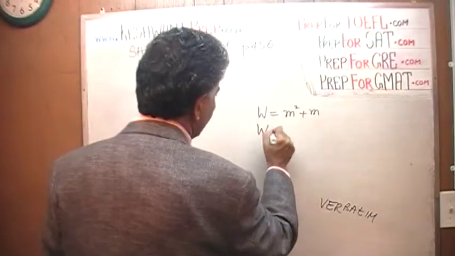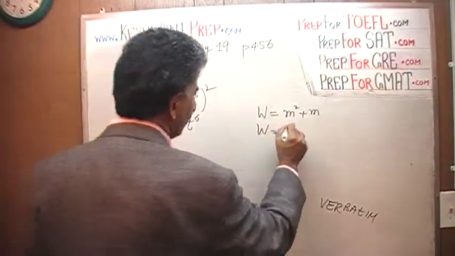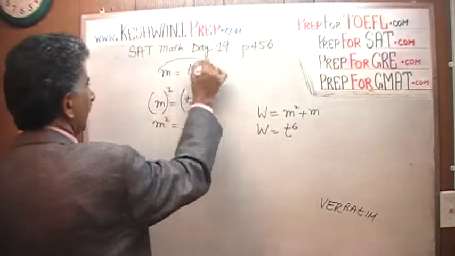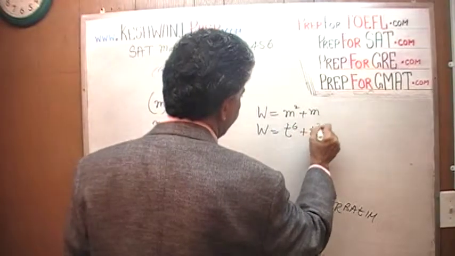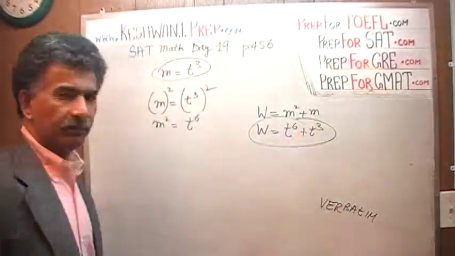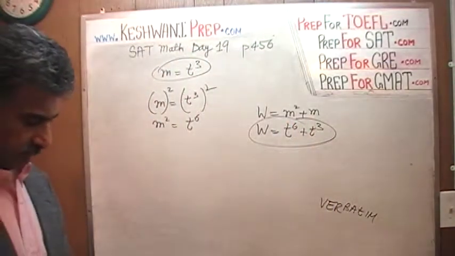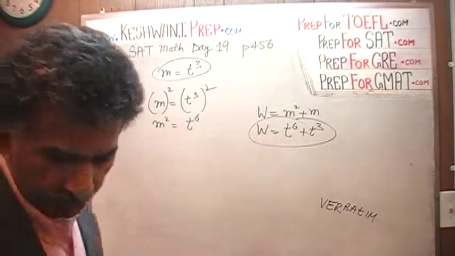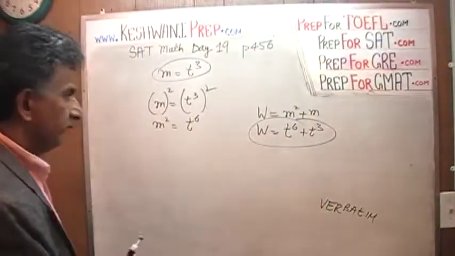w equals m squared, which is t raised to 6, plus m, and m is t cubed. That's it, that's our answer, that's what w is. That was number 14. Let's take a look at number 15.